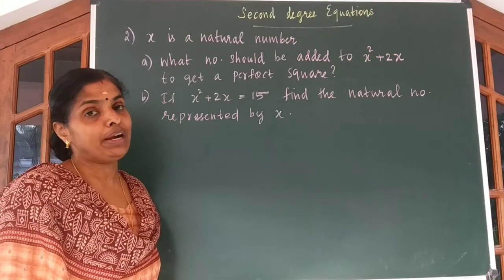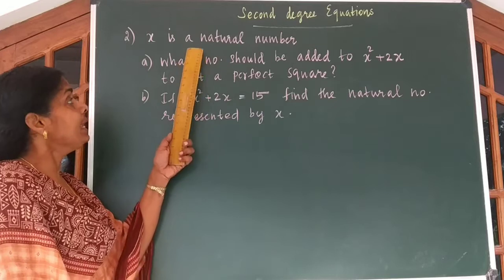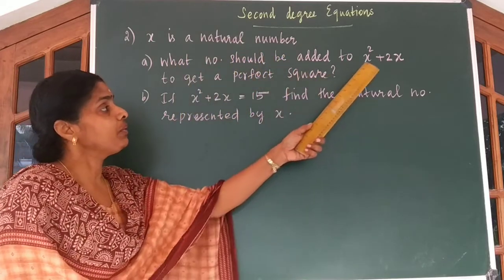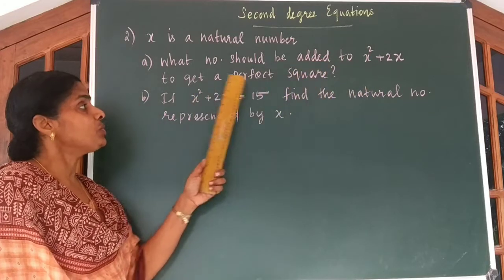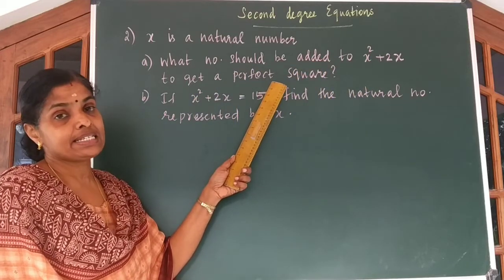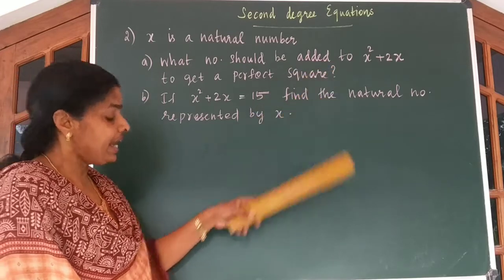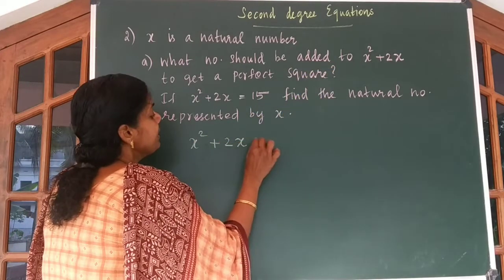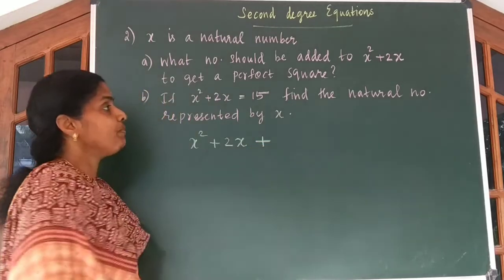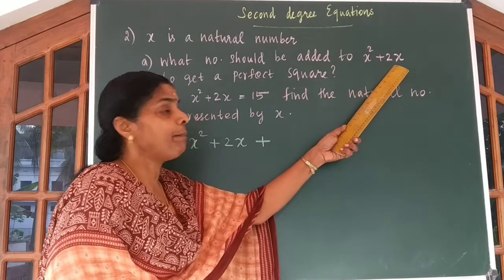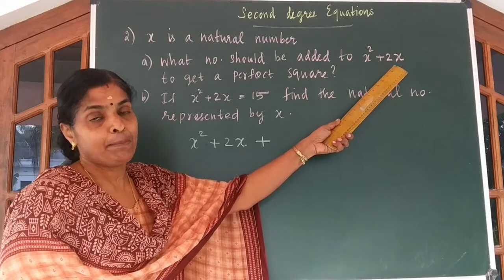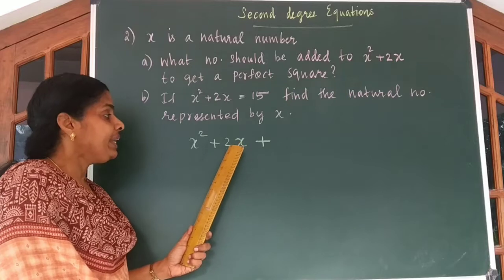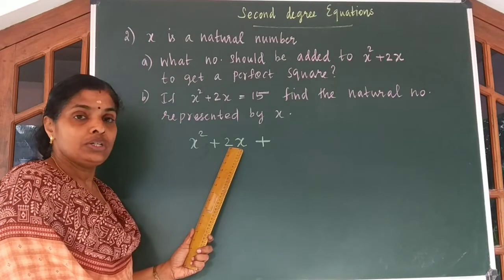Let us look at one more idea of the same type. x is a natural number. What number should be added to x square plus 2x to get a perfect square? Let us answer this question first. Some number is to be added to x square plus 2x to make it a perfect square. The number to be added is, take the half of 2.